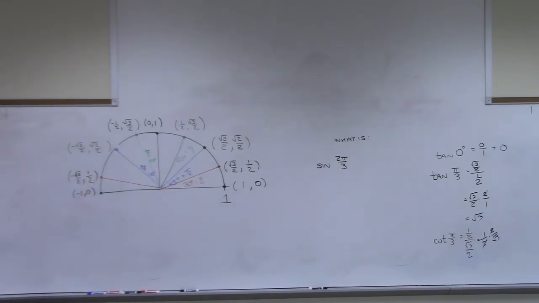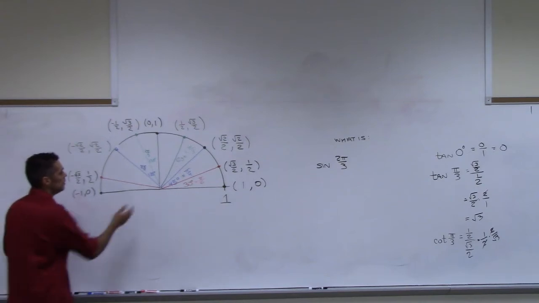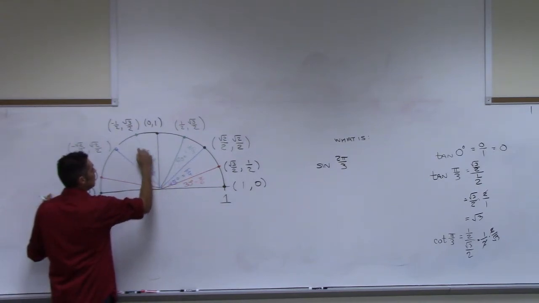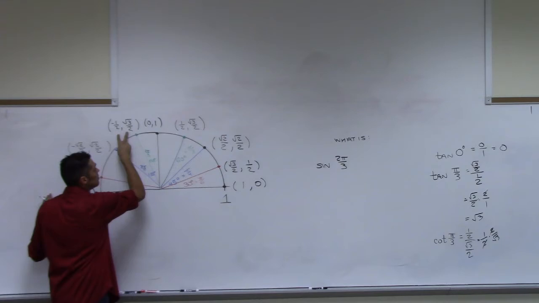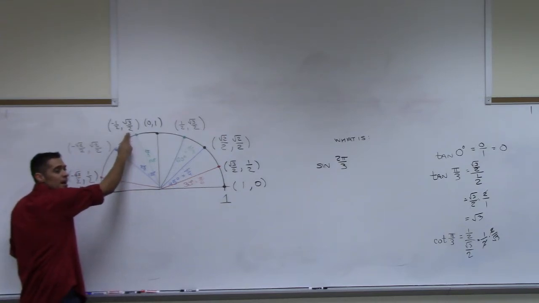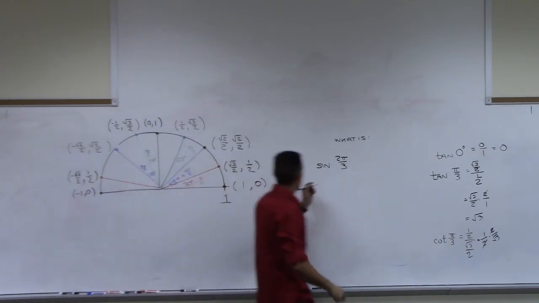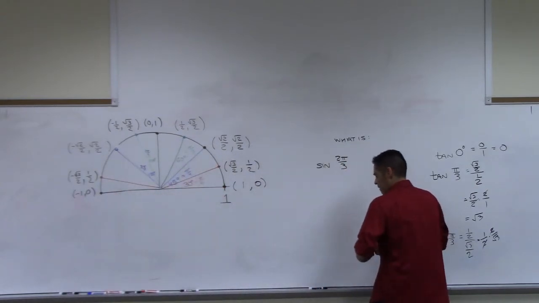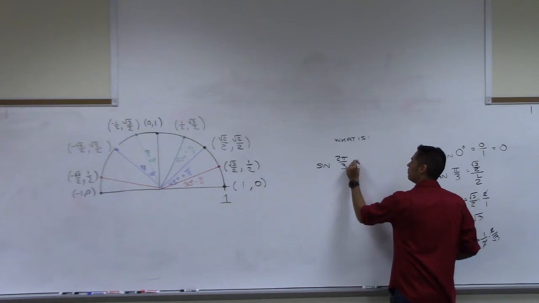So what was sine of 2 pi over 3? 2 pi over 3, going up here and looking at which of those? The y coordinate, because it's sine, right? So the answer to this would have been root 3 over 2.